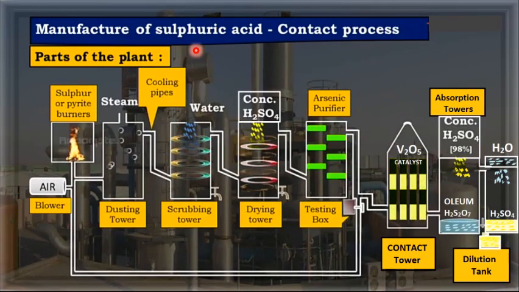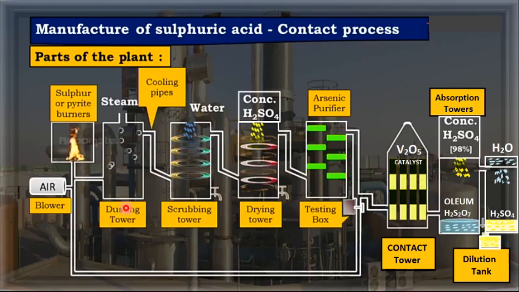Manufacturing of sulfuric acid by the contact process. Here I am going to show you the different parts of the plant used in the contact process. The first one is the air blower. The air blower supplies oxygen to all parts of the plant. Sulfur burner or pyrite burner. It is used to burn the sulfur ore or the iron pyrite ore and produce sulfur dioxide gas.